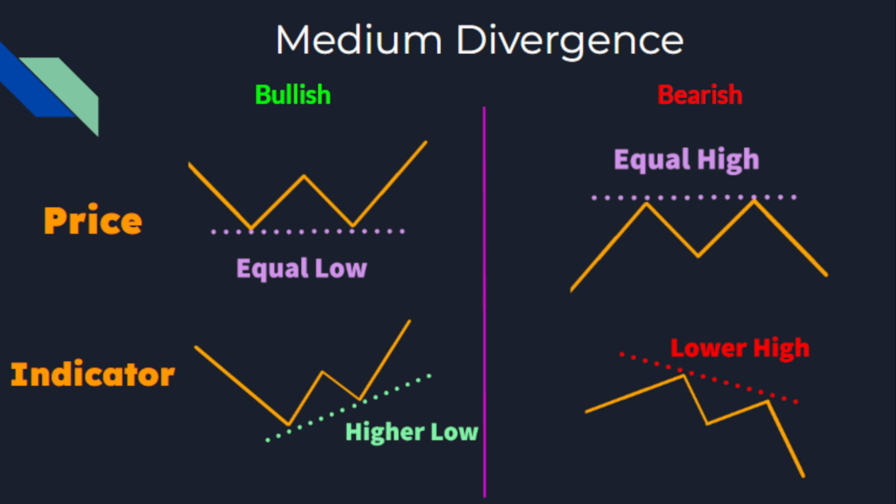Next, we have medium divergence. This is when the price is staying steady, making equal lows, but the indicator itself is making higher lows, okay?